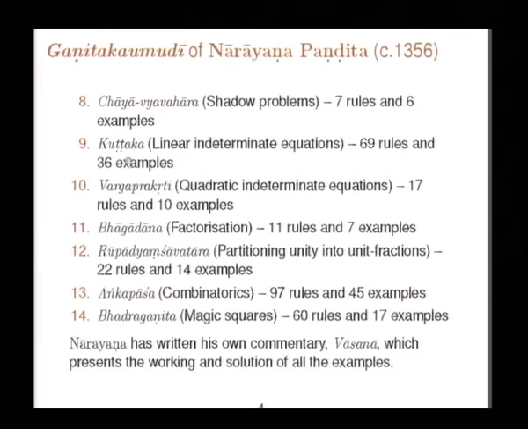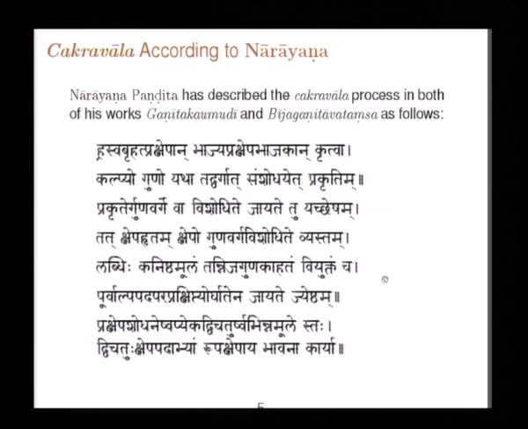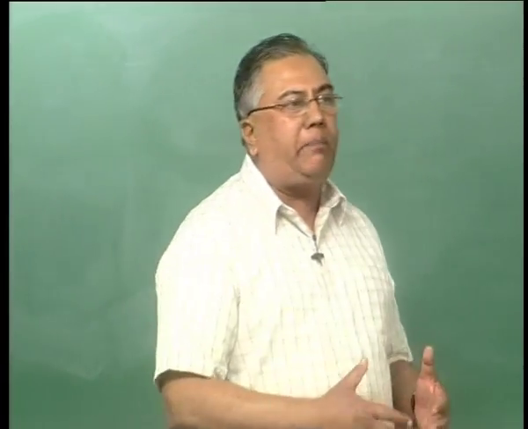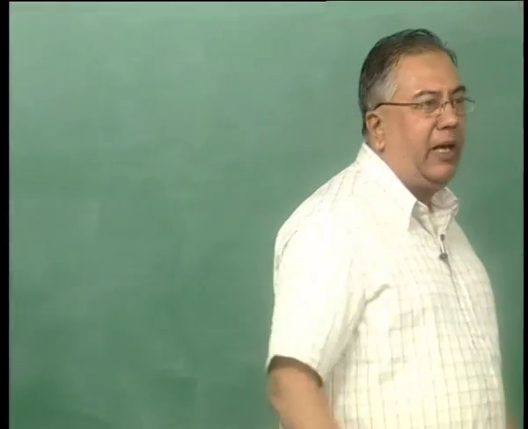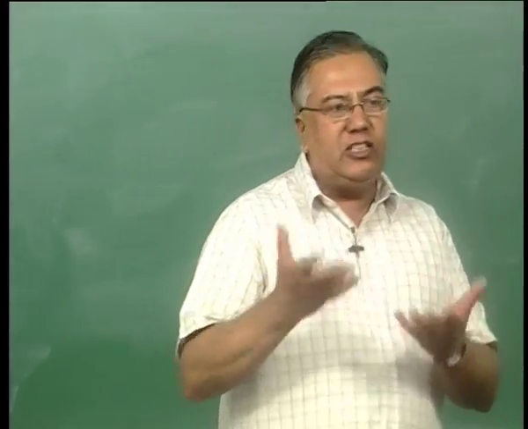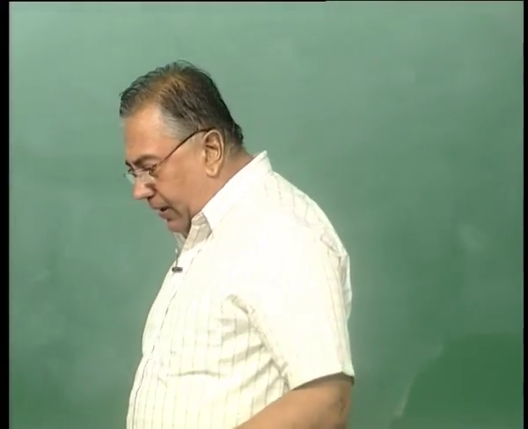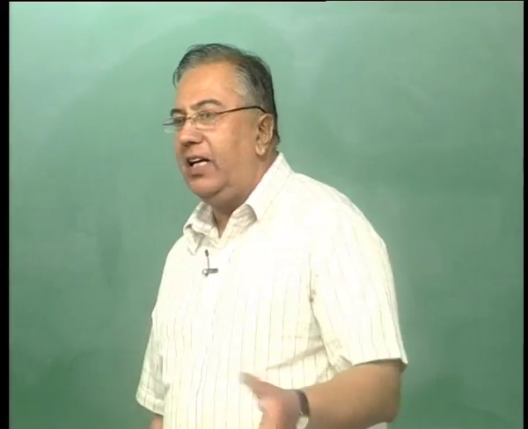So, I will be mainly discussing Varga Prakriti, Bhagadana, Anka Pasha in this talk. In the other talk on magic squares, Narayana's contributions in this chapter on Bhadra Ganita will be discussed in detail. Narayana brings in Chakravala also into Ganitakaumudi. Ganitakaumudi, as you know, is a Patiganita text. So, it is basically arithmetic and geometry. Leelavati was also a Patiganita text, but Bhaskara brought in Kuttaka into Leelavati.